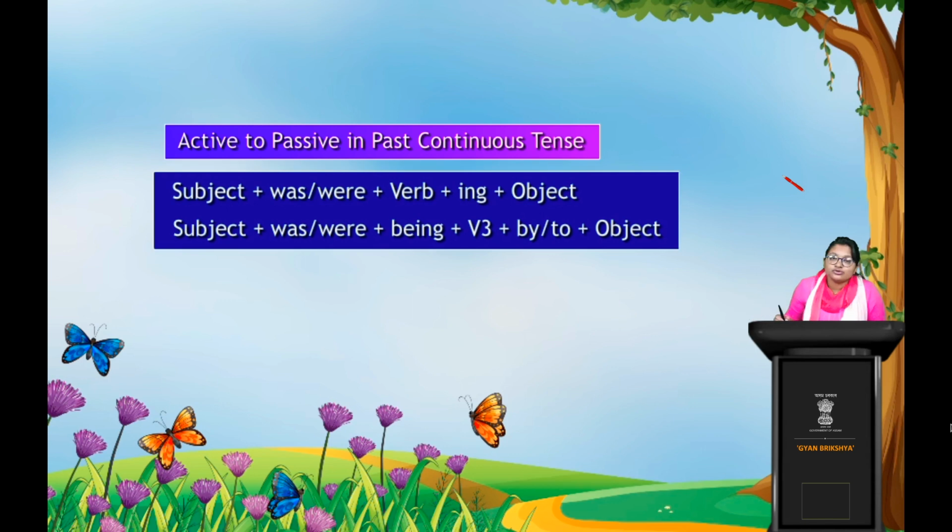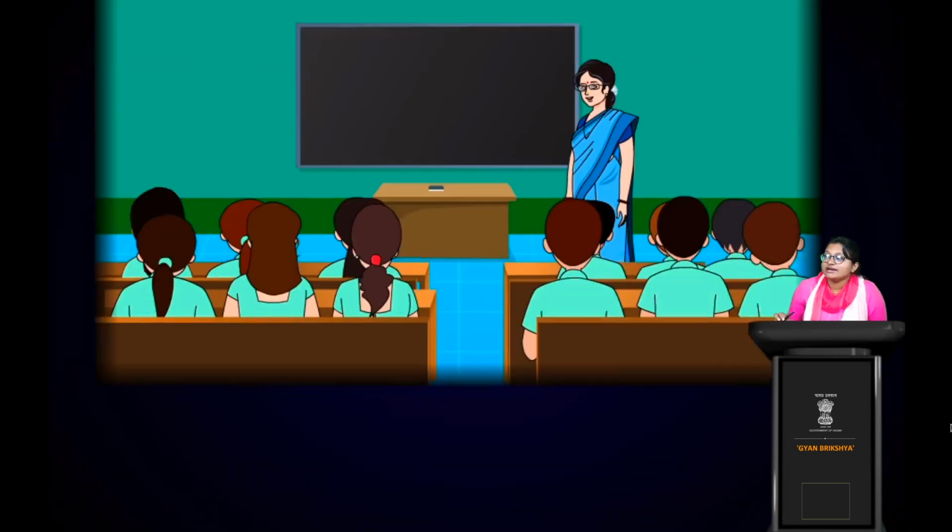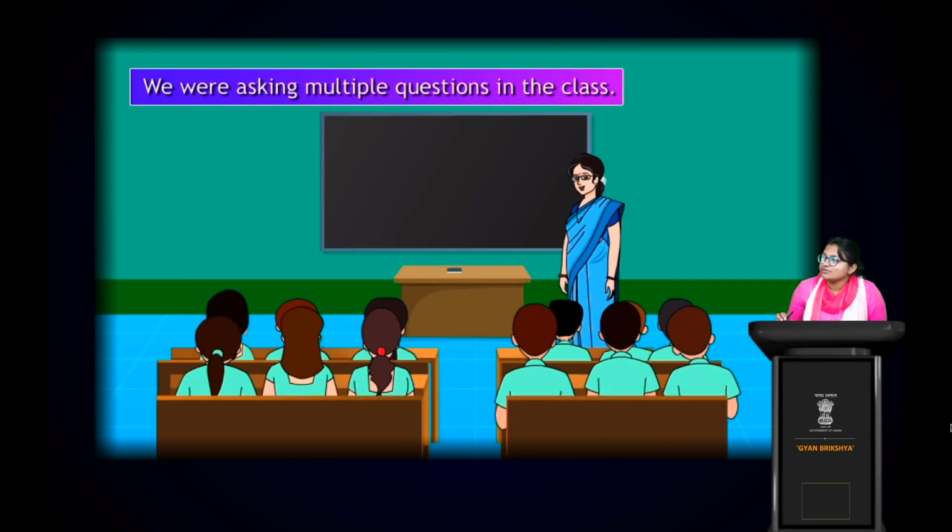So how will you change it? While changing, what happens? I told you already in our last class. When there is an ing in the active voice, it becomes being in the passive voice. That you have to remember, okay? So ing in active, being in passive, right? Now let's look at examples that will make things more clear.